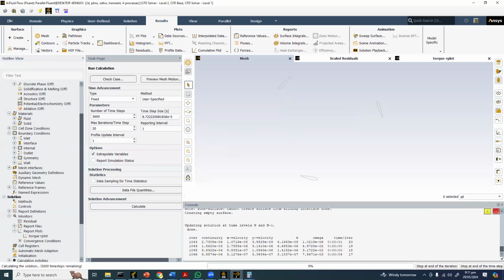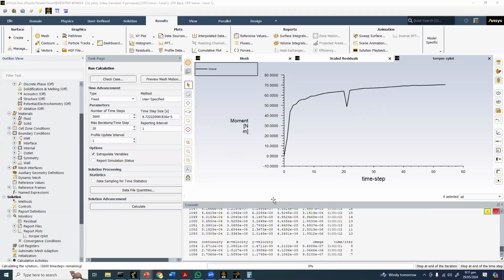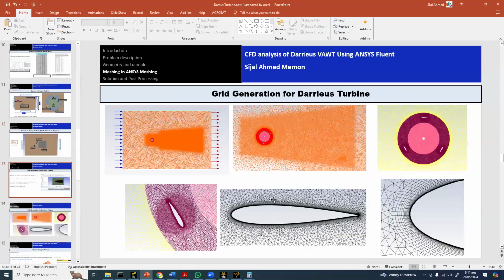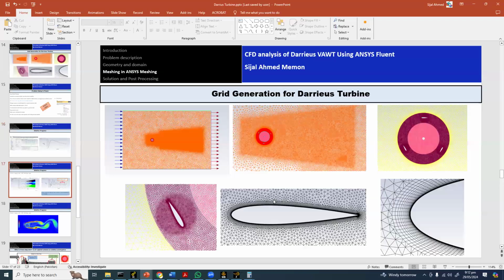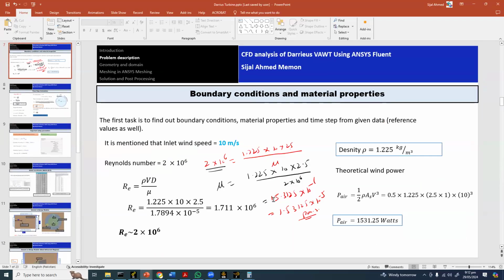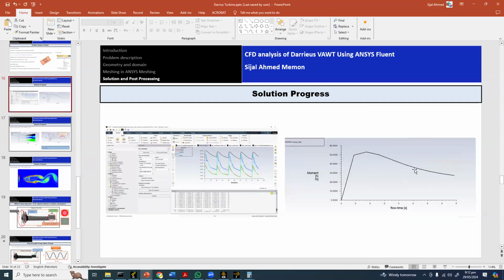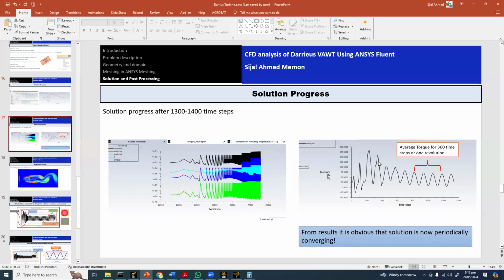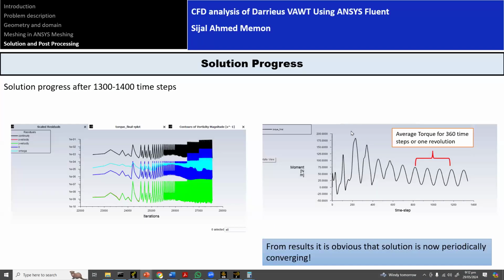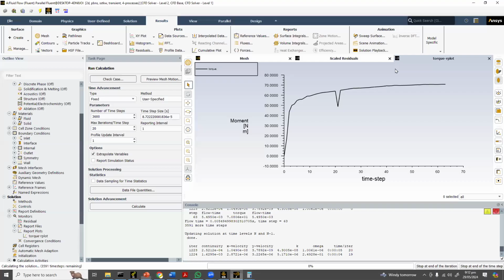This is the behavior I want from the solution. Initially it runs in this way, but after some time it will go through an initial transient behavior, and once it has gone through that, it will stabilize into periodic convergence, repeating itself. So let's wait for the solution.